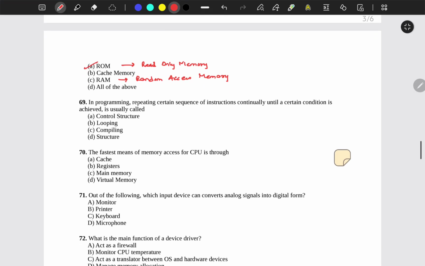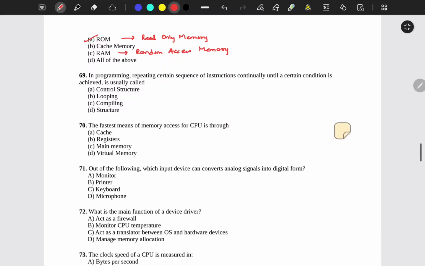This might be very basic, but still try to remember this. Question 69. In programming, repeating a certain sequence of instructions continually until a certain condition is achieved is usually called what? Control structure, looping, compiling, or structure. So this would be looping, right?